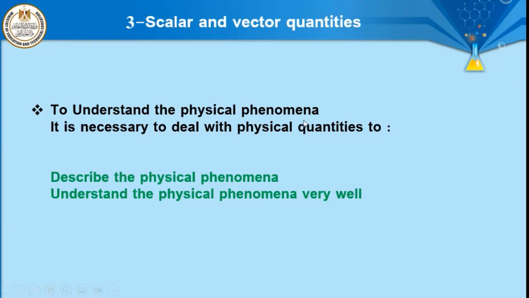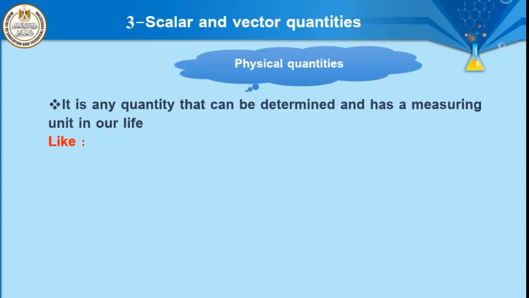After that, to describe the physical phenomena we must deal with physical quantities. Why? To describe and understand the physical phenomena very well. And we have one example, motion in one direction, as we explain it by speed, distance and time. Physical quantities are any quantities that can be determined and have a measuring unit in our life.